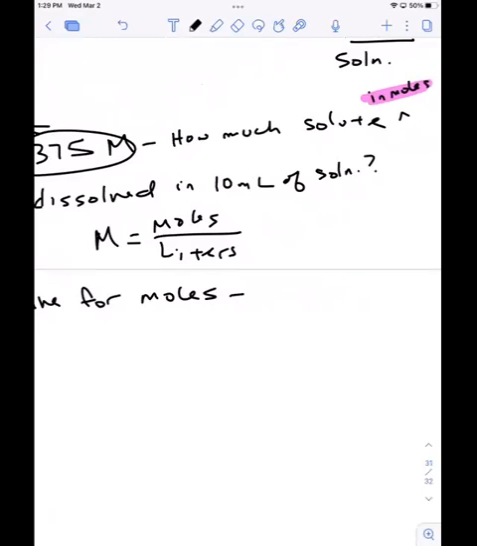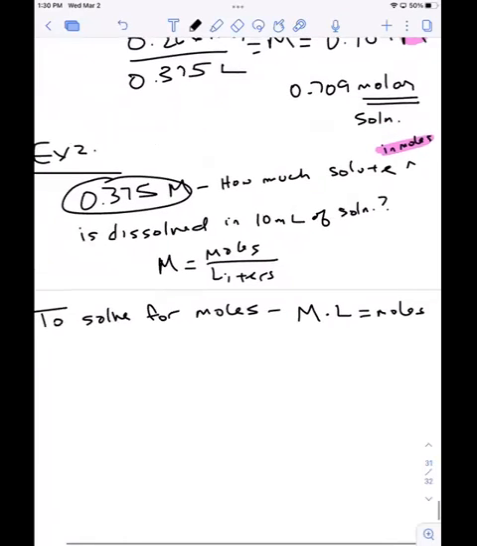Would it be liters times the big M? Yeah, so it would be big M times liters, or volume, equals moles. So that's how we're going to solve for it. We have the molarity. So the molarity times the volume will give us moles. We have the molarity, so 0.375 moles per liter times 10 milliliters.